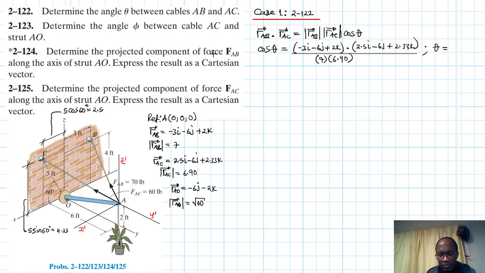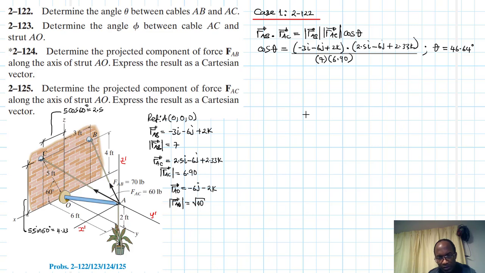So let's start working it out. You know how to do the dot product. So we have minus 3 times 2.5, plus minus 6 times minus 6, of course, plus 2 times 2.33, and everything divided by 7 times 6.9, then cos inverse of that, we get 46.64. Okay, so that's the first answer.